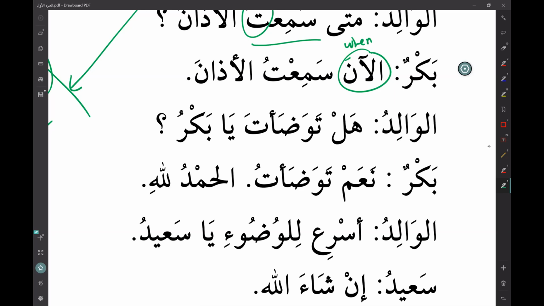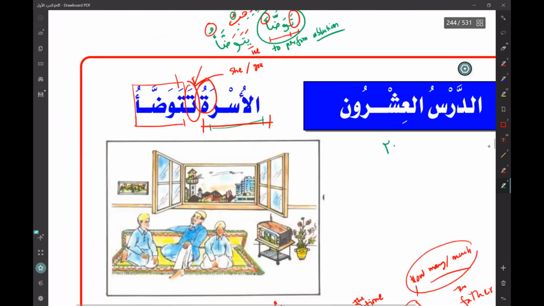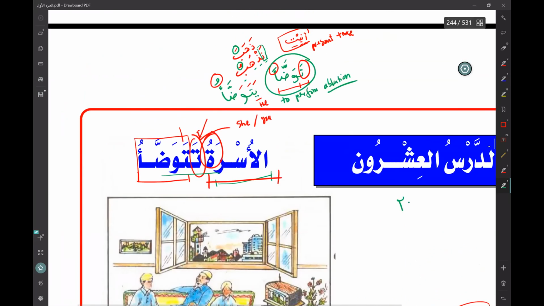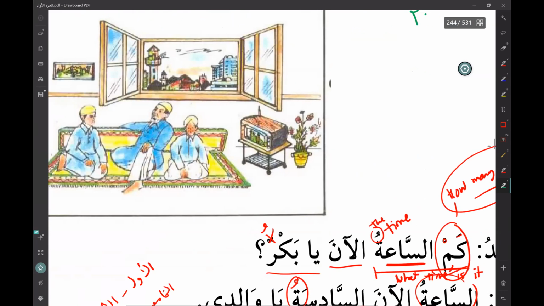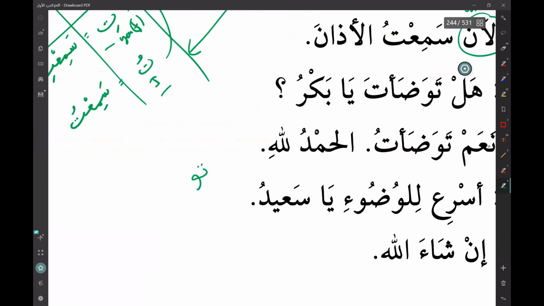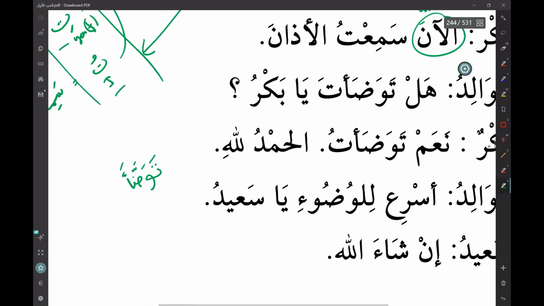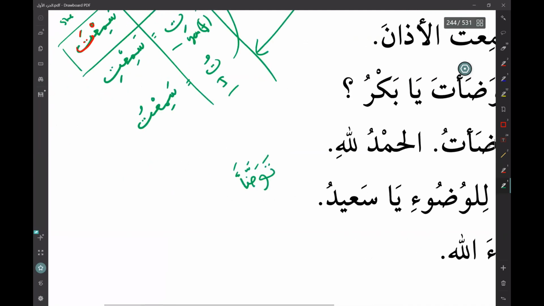So you see the verb. Remember in the beginning we saw the verbs. Tatawadda'u, this was the present tense. And what did I say? The past tense is tawadda'a. So this means he did wudu, right? Okay. So now, if you want to say, I did wudu, how would you say? Tawadda'tu.